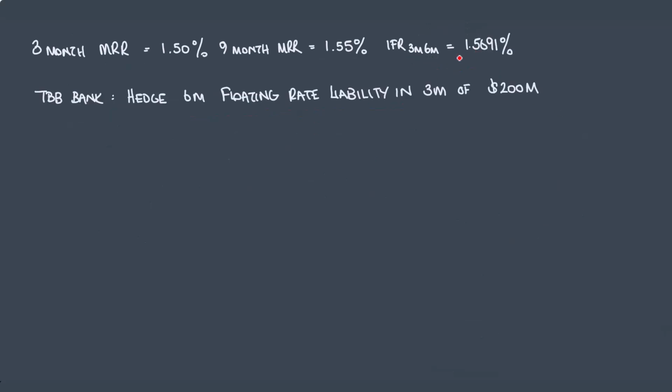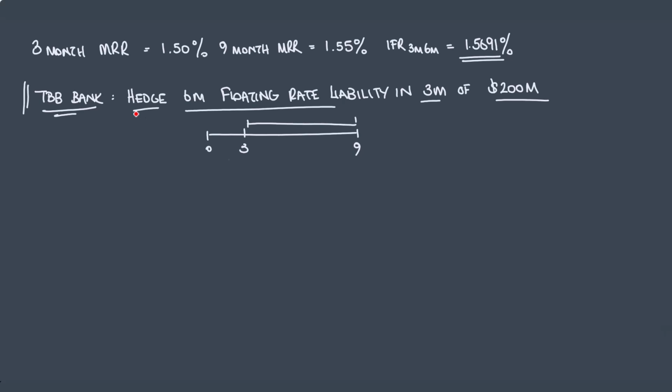Now, who might want to use such an FRA? A bank. We have a bank here that wants to hedge a 6-month floating rate liability in 3 months, and it's 200 million. So they are looking at that exact time period, 0 to 3 to 9, this period. All I really want to do on this screen is say, okay, if this is the bank and this is what they're looking to do, hedge, what are they going to do with the FRA? Are they going to go long or short?